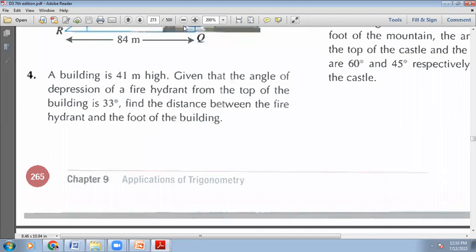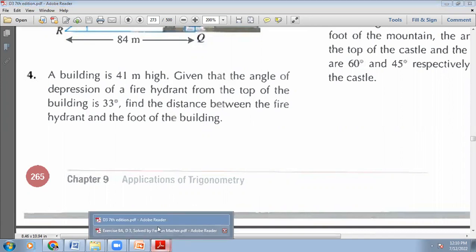Okay, so my dear students, we are on question number 4. It says a building is 41 meters high, given that the angle of depression of a fire hydrant from the top of the building is 33 degrees. Find the distance between the fire hydrant and the foot of the building. Okay, so let me show you.